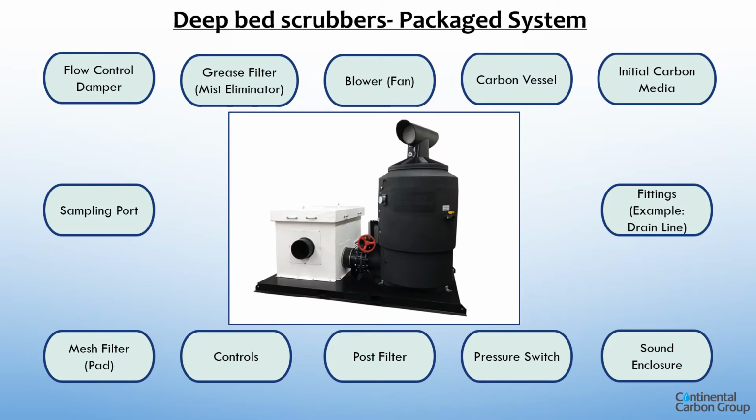Deep bed scrubbers. Typically, a package system in a deep bed scrubber will include the fan, the damper, the fittings, as well as the sound enclosure. It can also include the pressure differential gauges as well as the sampling port. Based on the specifications and based on the customer needs, these requirements can be met by CCG. Please always give us in detail what your requirements are, and we can offer you the right product with all the equipment or accessories required for that equipment.